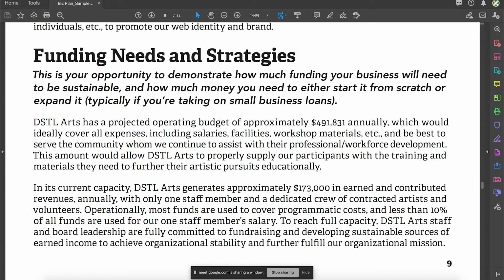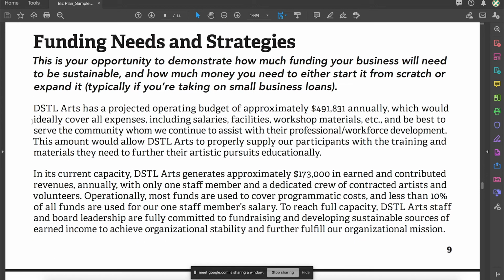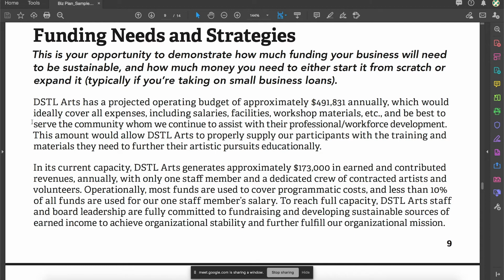Once you've been established for a while, you might say, this is how much money we're able to generate right now, and this is how much money we'll be able to generate in the future if you give us this small business loan, which will pay for more machinery or equipment that'll help us further our mission. So here you have an example of DSTL Arts.